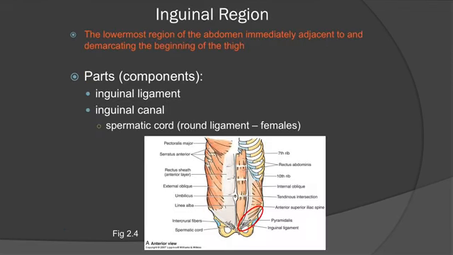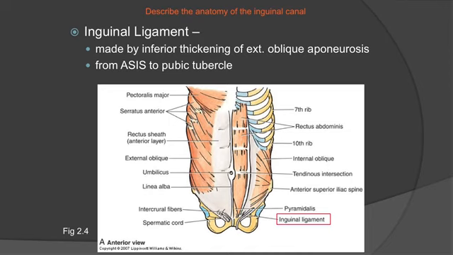Alright, so basic definition of the inguinal region is listed in orange, and the inguinal region is highlighted by the red oval. Some of the major structures or the parts of the inguinal region: one is the inguinal ligament, and number two is the inguinal canal, and an important structure within the inguinal canal is the spermatic cord in males, round ligament in females. So we'll discuss each of these in turn.